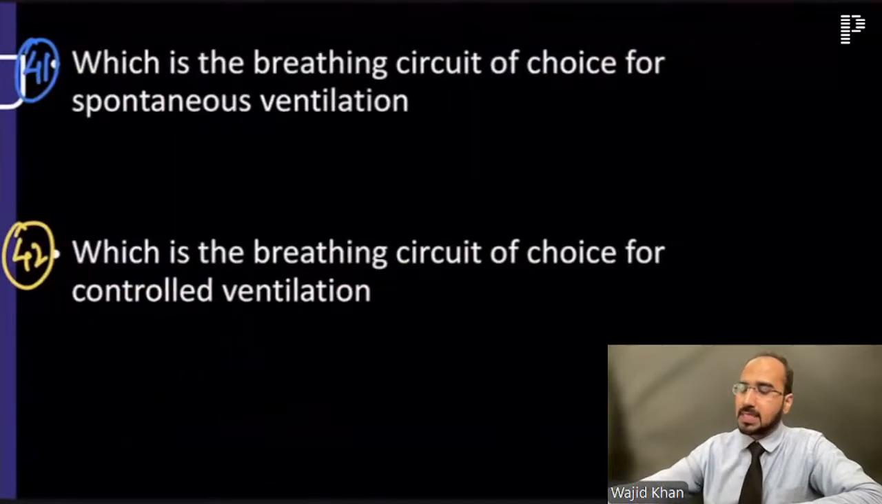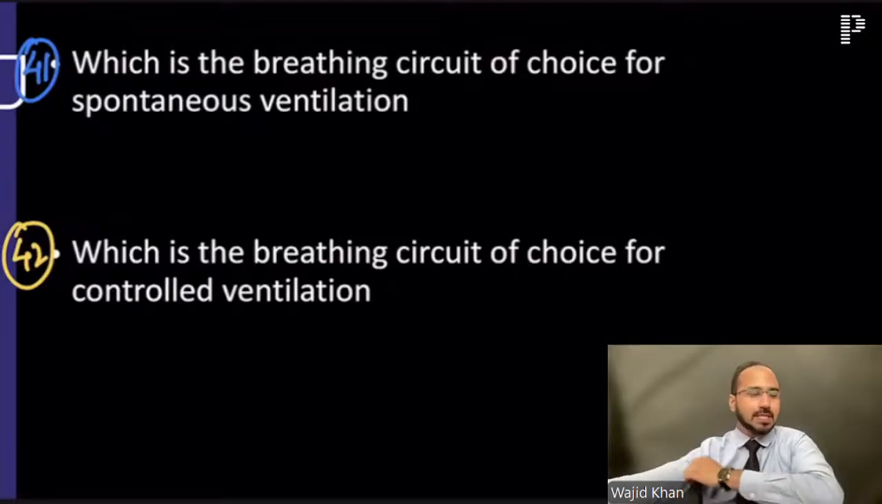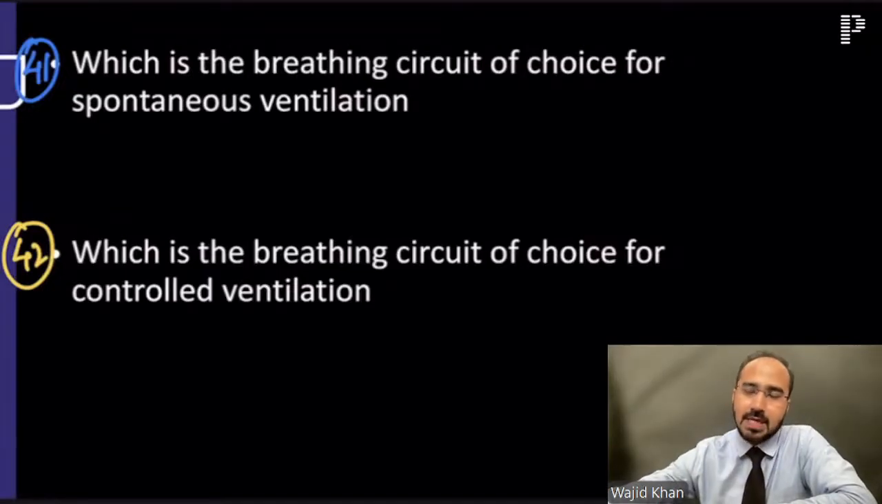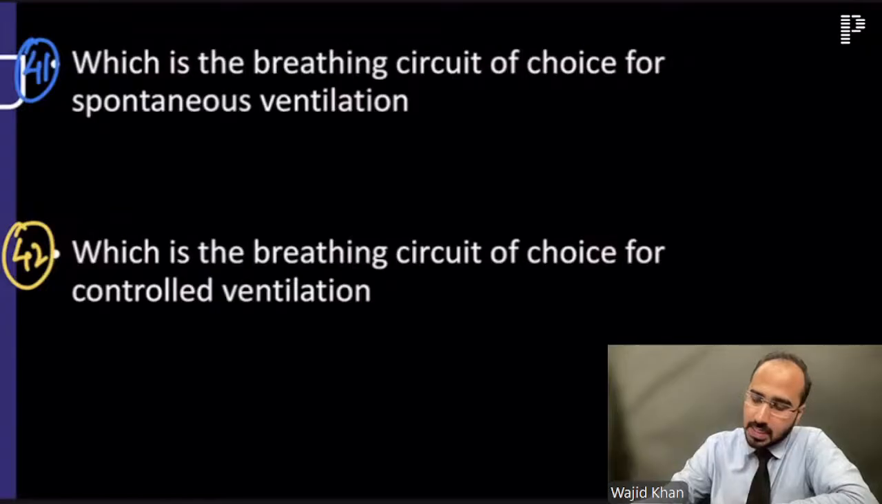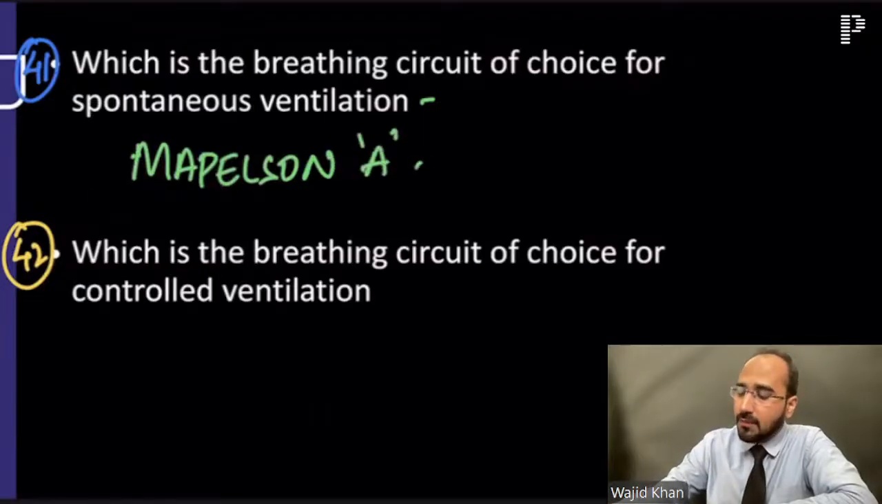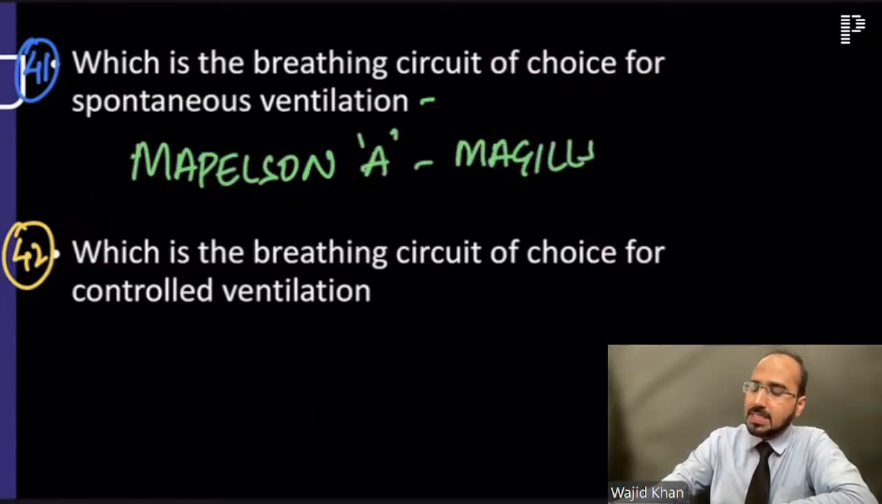Right. Next, guys. It's regarding the breathing circuit. Which is the breathing circuit of choice for spontaneous ventilation? And which is the breathing circuit of choice for controlled ventilation? Okay. Now, guys, look over here. For ventilating a patient, we need a breathing circuit. We are commonly using the Mapleson circuit. In the Mapleson circuit, there are Mapleson A till Mapleson F circuits. The circuit of choice for spontaneous ventilation is always Mapleson A circuit, which is also called as Magill circuit.